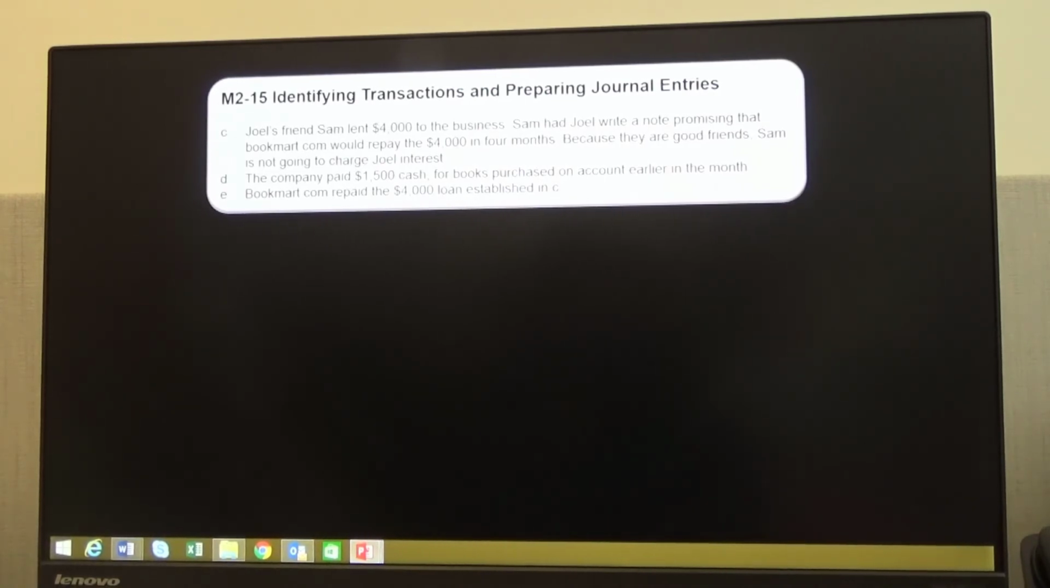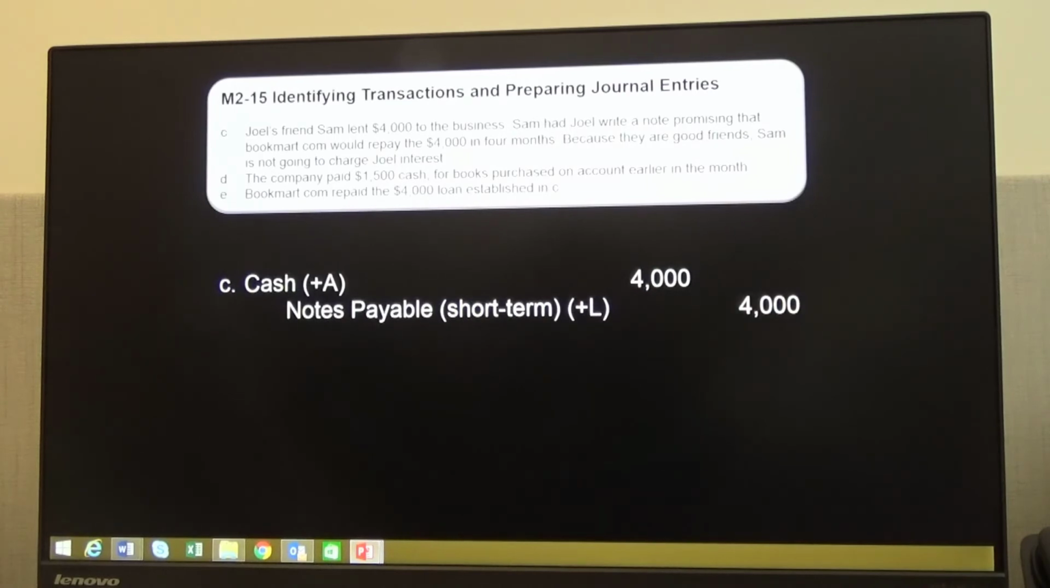So in this case, the company is getting cash, and they're incurring a liability or an obligation to pay later. So to record the cash we received, we debit cash, and to record the fact that we now owe some money, we credit the note payable. And in this case, this is a short-term note payable because it's payable within 4 months, which is less than a year.